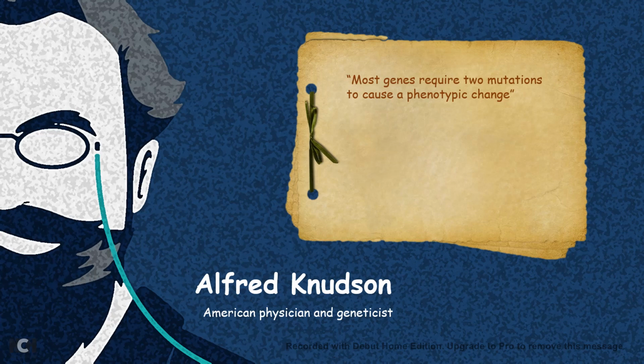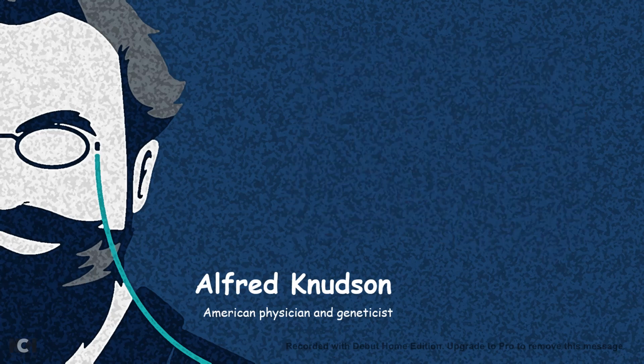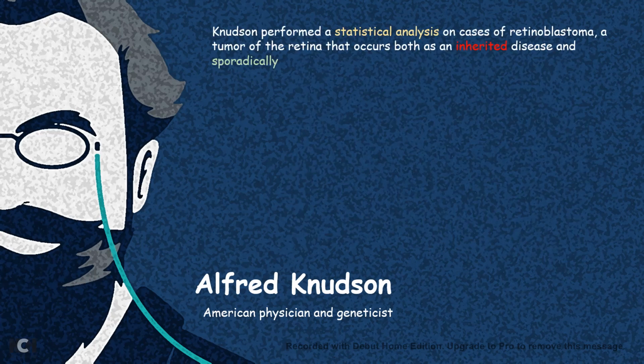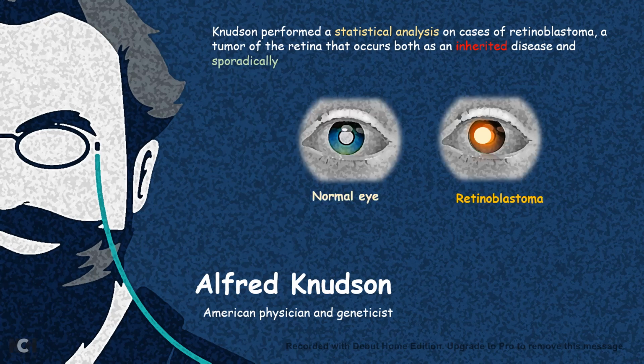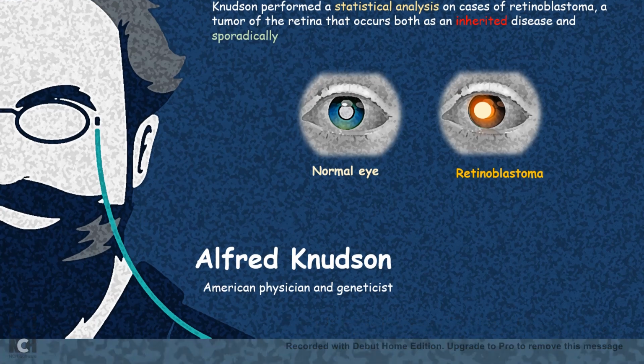Before that, we try to understand what his observation was. As a physician, he observed a few things. He performed statistical analysis in the case of retinoblastoma, which is a tumor generally present in very young children, and it could be inherited or it could be sporadic in nature as well. This is how a normal eye looks. In the case of retinoblastoma, the retina looks like this.